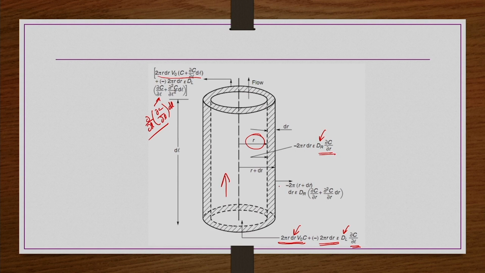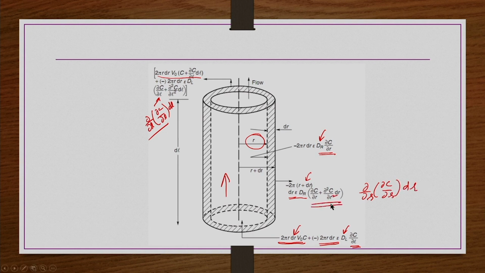So, then what is the rate at which it is leaving at r plus dr? It should be 2 pi, in place of r we have to write r plus dr, and then dr epsilon dr as it is, and then change in ∂C/∂r. Change in ∂C/∂r is nothing but ∂/∂r of ∂C/∂r, and then multiplied by dr. So, that is ∂²C/∂r² dr.